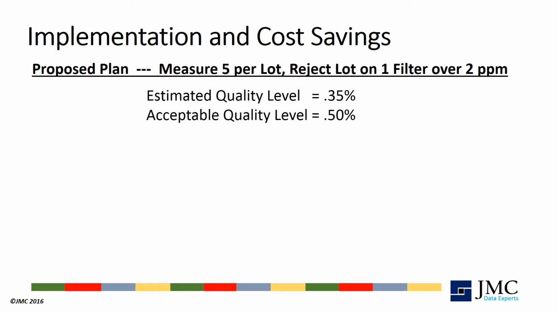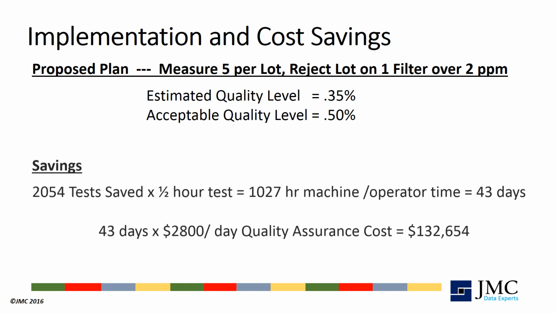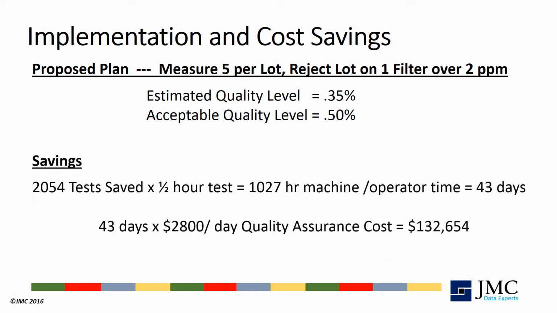In the end, the plan to sample 5 filters from each lot was selected. The defect rate at the customer was estimated to be 0.35%, which was below their acceptable quality level of 0.5%, therefore meeting their quality requirements. The calculated number of tests saved was 2,054, resulting in a cost saving of over $130,000.